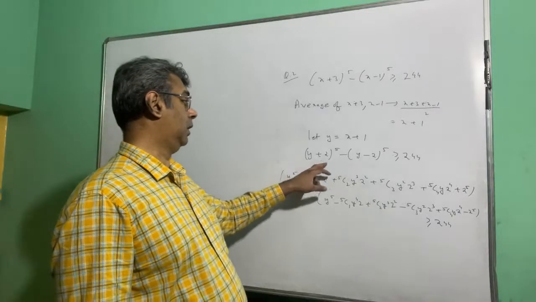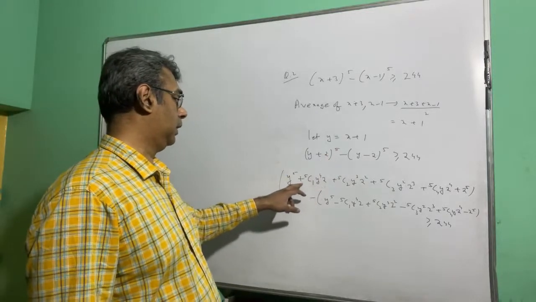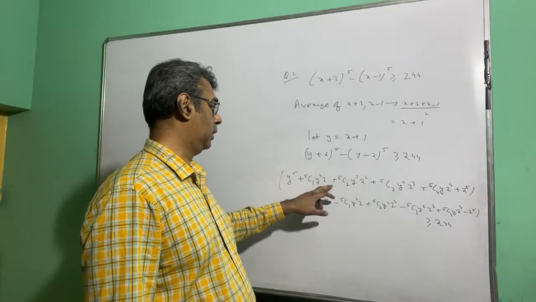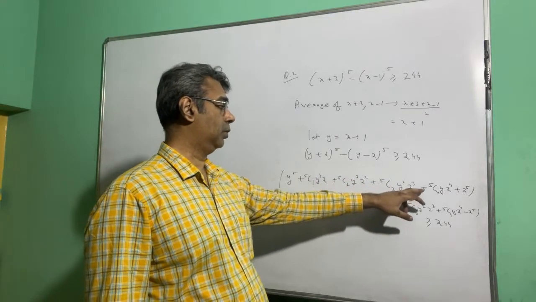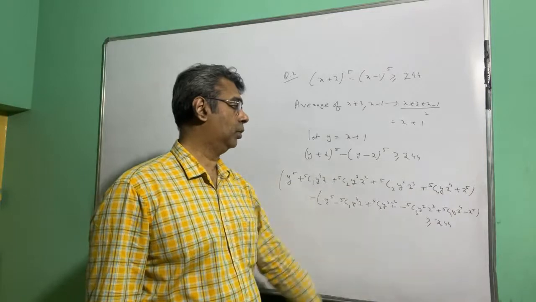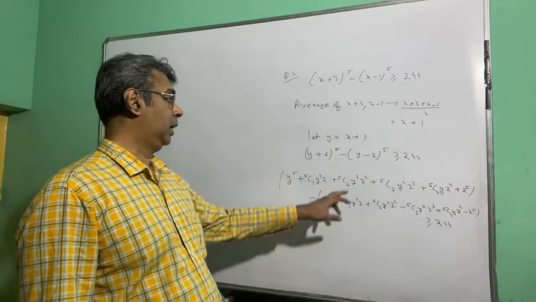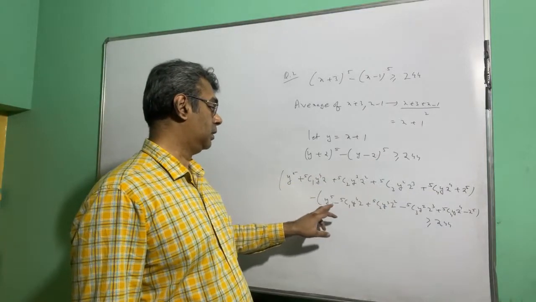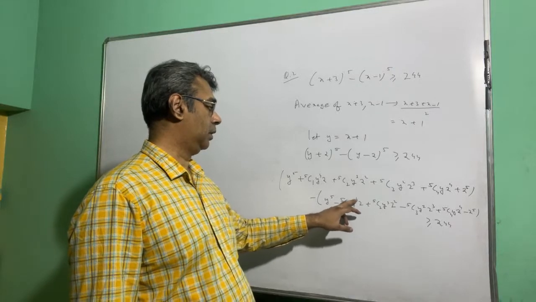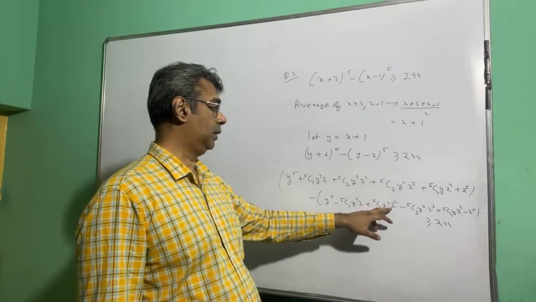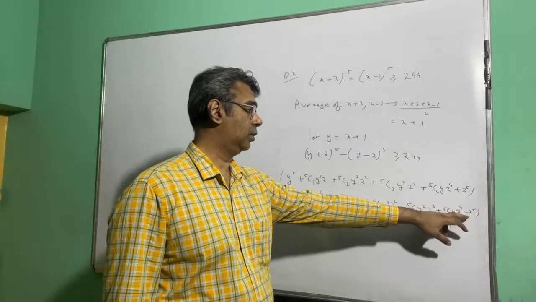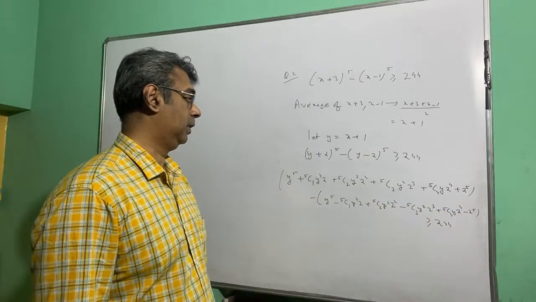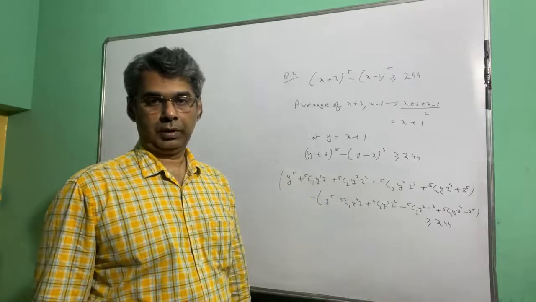Okay, so (y plus 2) to the power 5 is y to the power 5 plus 5C1 y to the power 4 into 2 plus 5C2 y to the power 3 into 2 square, 5C3 y square into 2 cube, 5C4 y into 2 to the power 4 plus 2 to the power 5. And (y minus 2) to the power 5 is y to the power 5 minus 5C1 y to the power 4 into 2 plus 5C2 y cube into 2 square minus 5C3 y square into 2 cube plus 5C4 y into 2 to the power 4 minus 2 to the power 5, which is greater than or equal to 244, using binomial theorem.